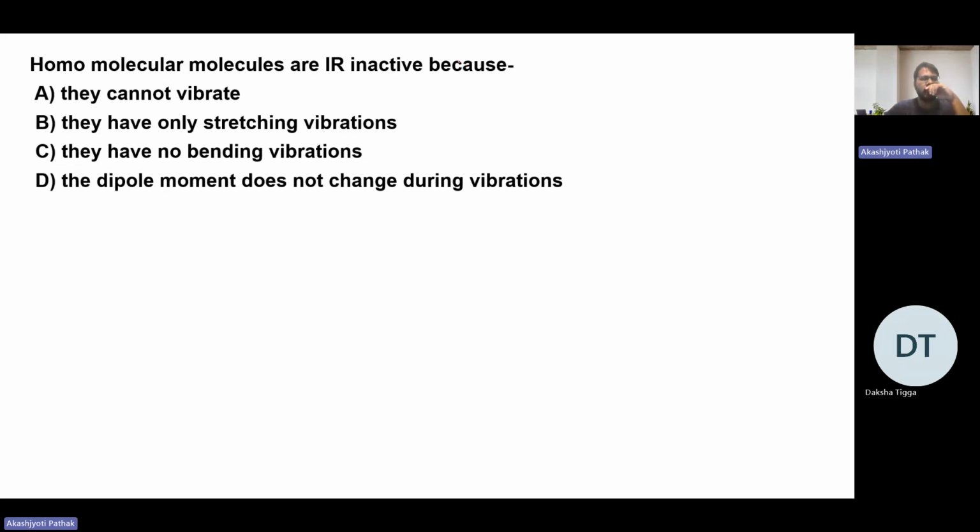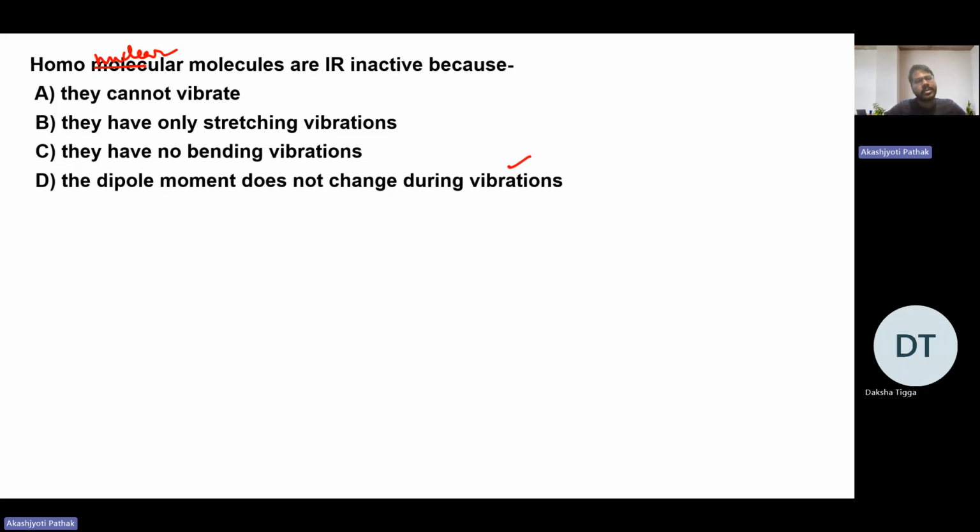Homonuclear molecules are IR inactive. Why are homonuclear molecules IR inactive? Because the dipole moment does not change during vibrations. So if the dipole moment is not changing during vibration, then that molecule will be IR inactive.